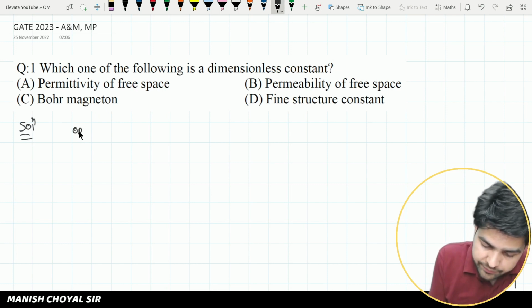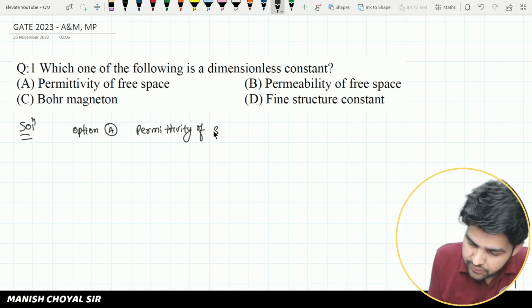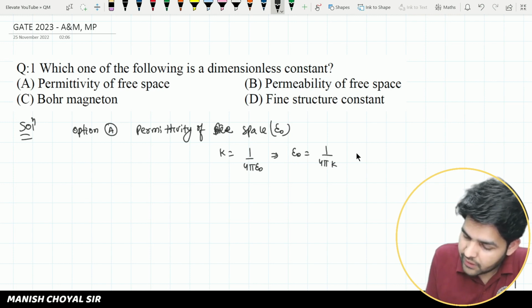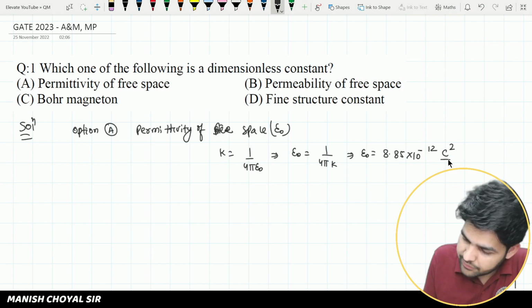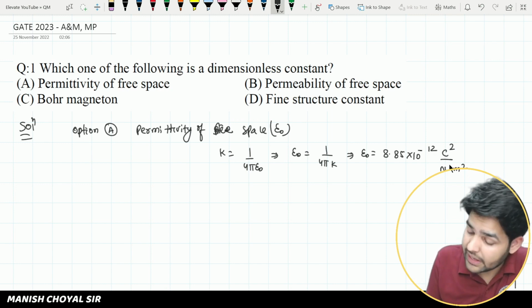So option A is permittivity of free space, which is epsilon naught. As we know, k equals 1 upon 4 pi epsilon naught. This implies epsilon naught equals 1 upon 4 pi k, and the value of epsilon naught is 8.85 into 10 to the power minus 12 Coulomb square per Newton meter square. So this is not dimensionless, it has dimension.